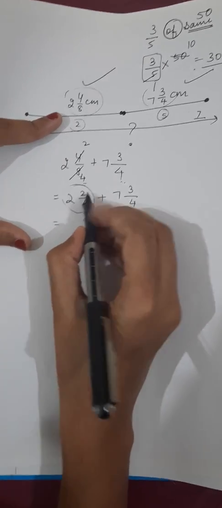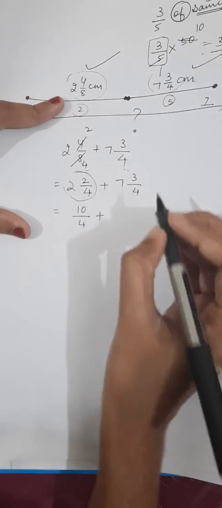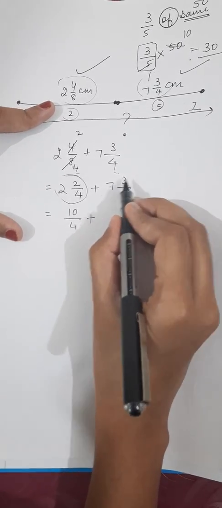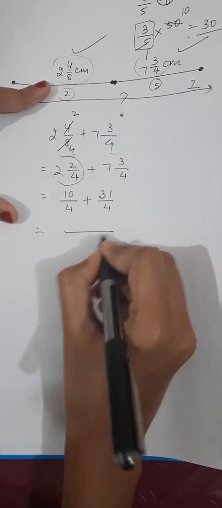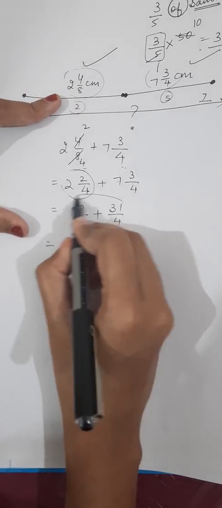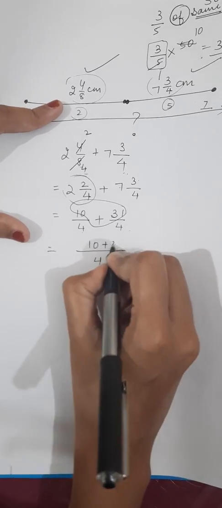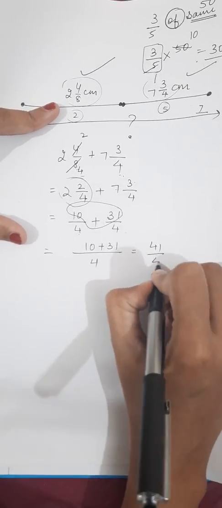4 2s are 8, 8 plus 2, 10 upon 4, plus 4 7s are 28, 28 plus 3, 31 upon 4. Now the denominators are the same. Take the combined denominator and add the numerators: 10 plus 31. This will become 41 upon 4.